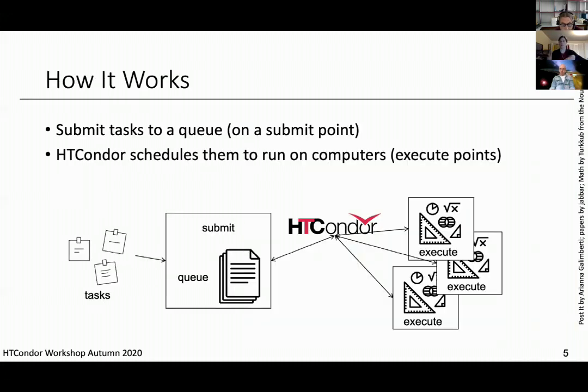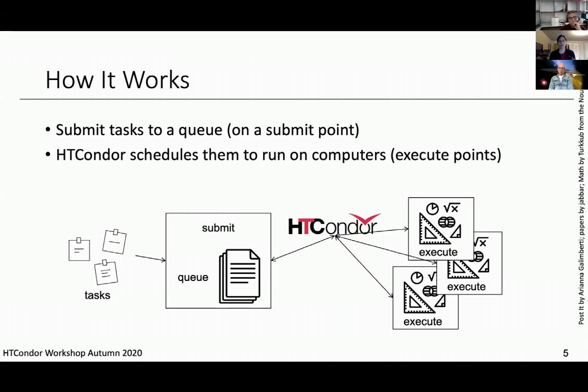So at a very abstract level, how it works is the user, probably some of you, has tasks. They're submitted to a queue on a submit point. HTCondor then schedules those tasks to run on computers, what we also call execute points. So you can see that in this diagram, the bottom half of the screen here.